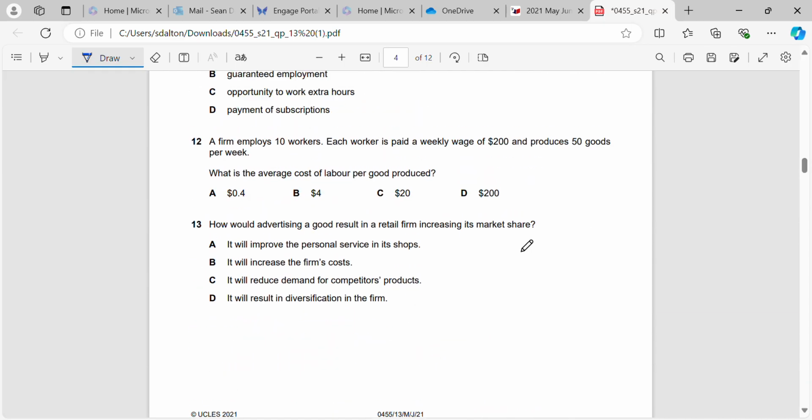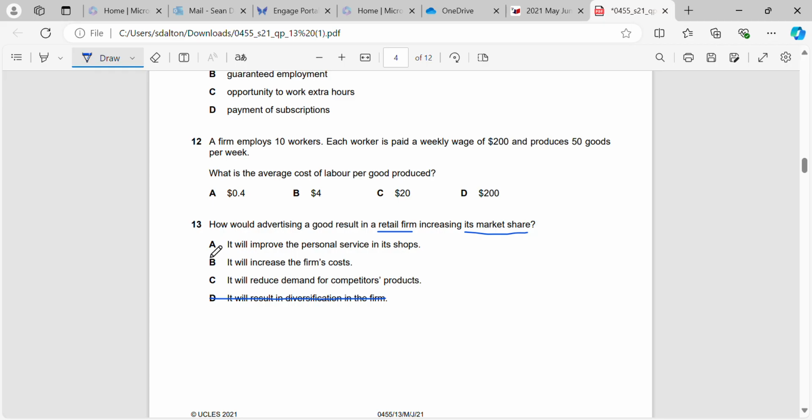Okay, how would advertising a good result in a retail firm increase its market share? Okay, so will it result in diversification of the firm? No. It may allow us to focus on a specific area, as in the good results that we've had, but it's not going to increase our market share through diversification, right? That would be if we switch production.